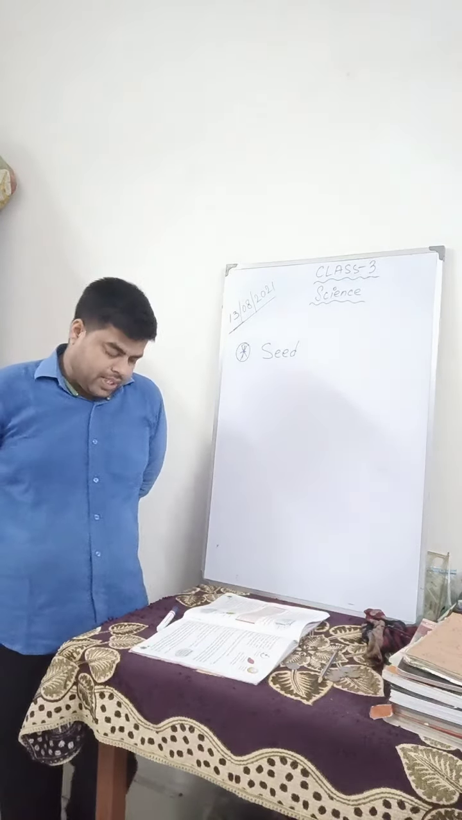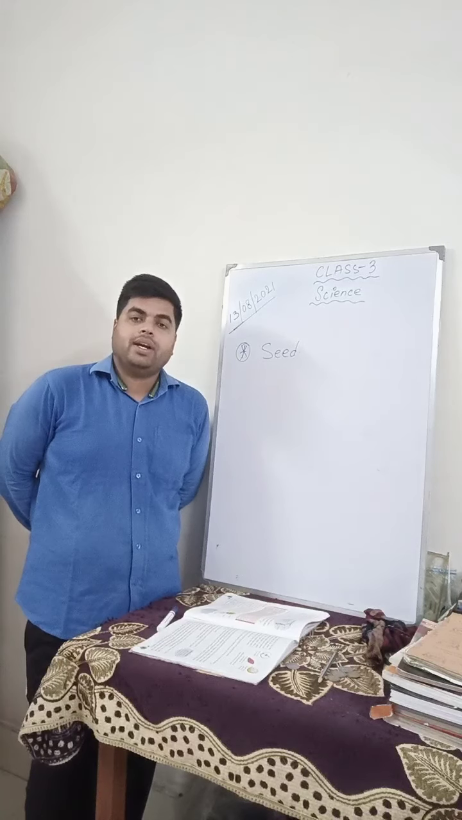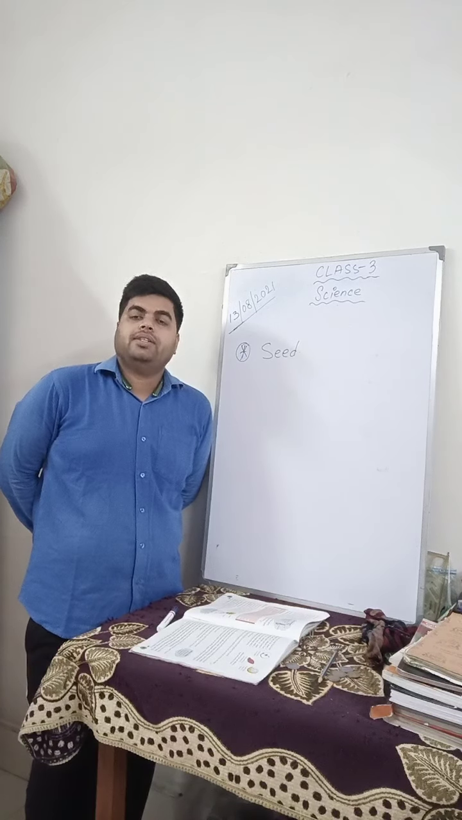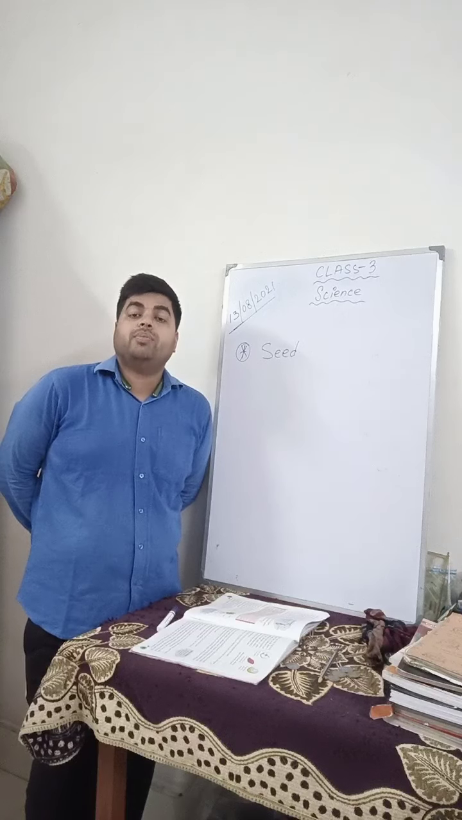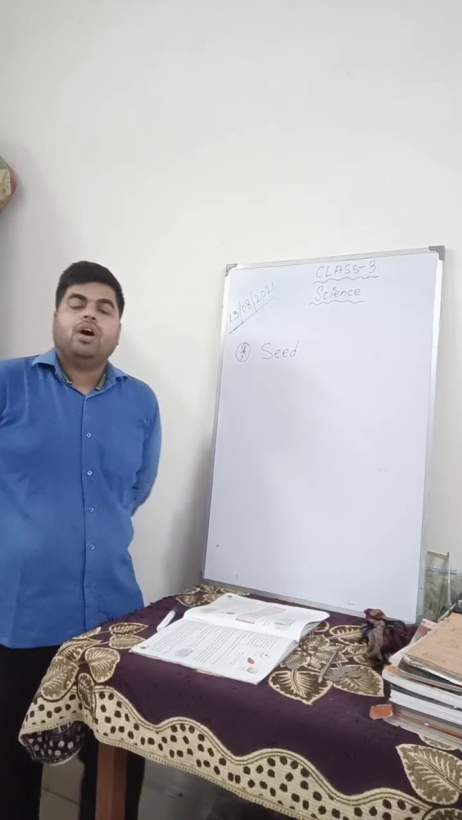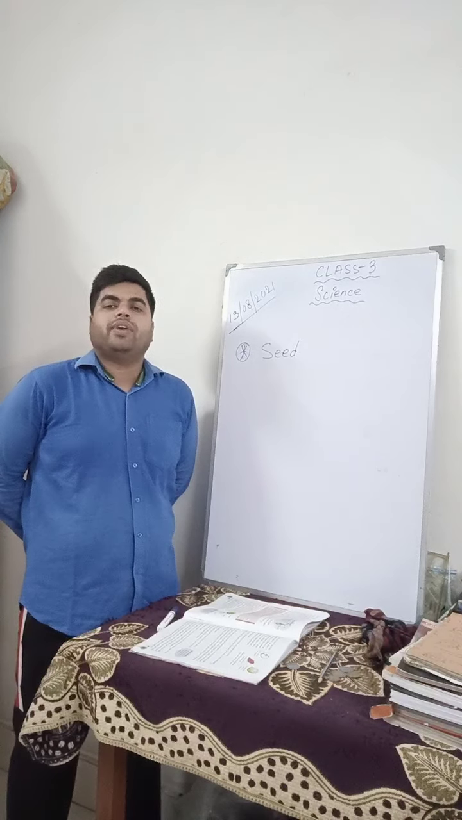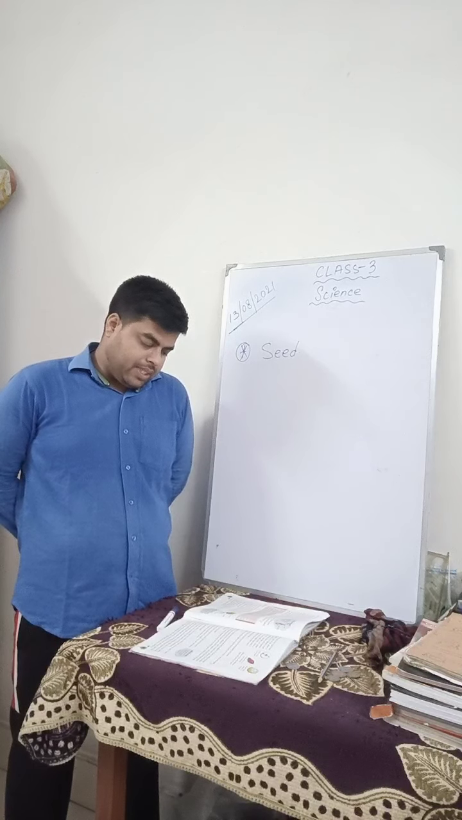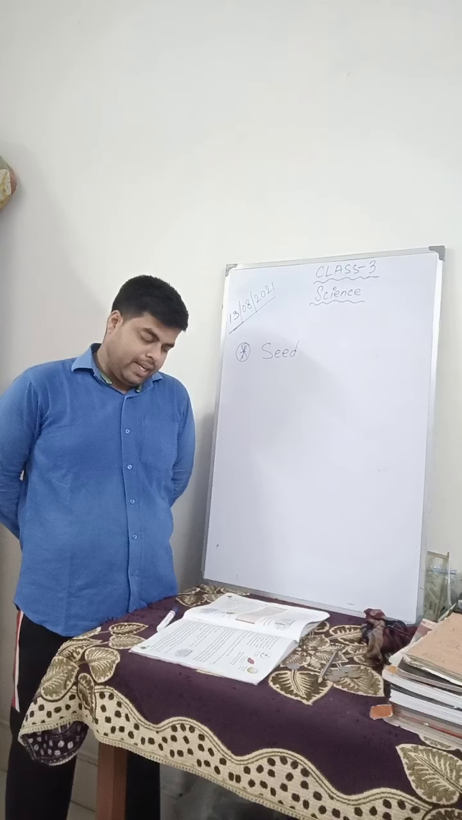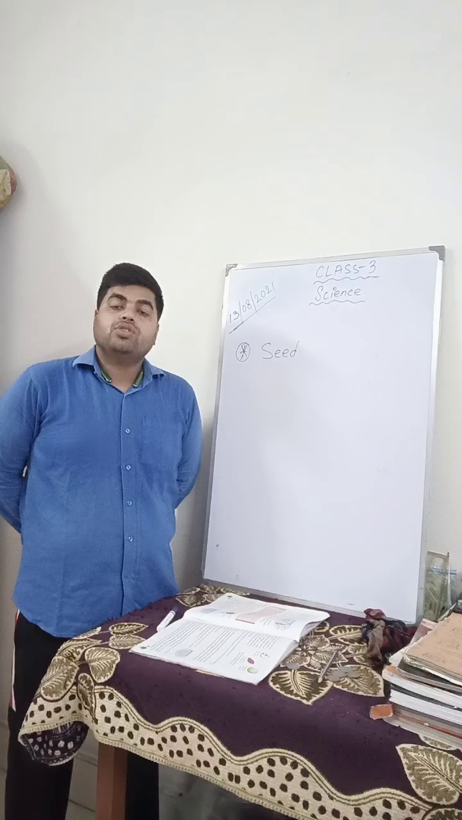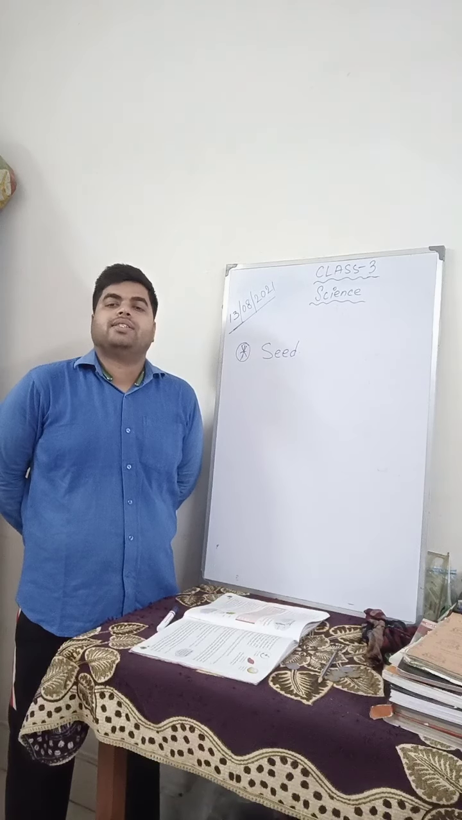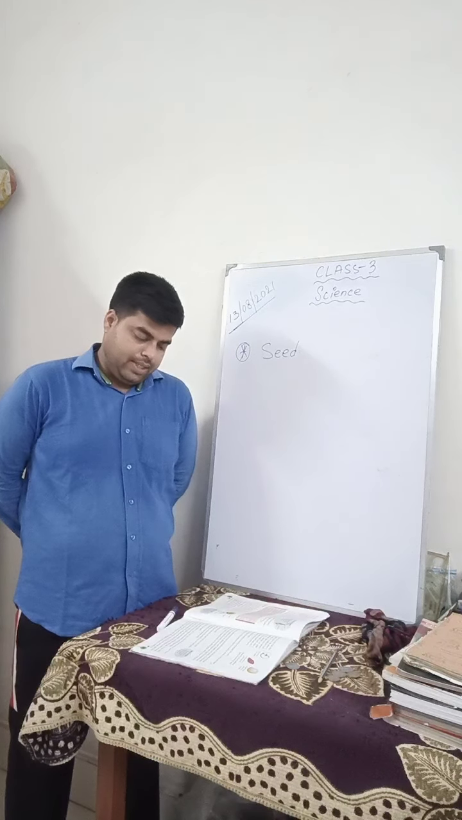Seeds come in different sizes, shapes and colors. So the size, the color, the shape, or the number depends upon different kinds of plants. Some seeds appear very small in size like grains, while some appear very big.